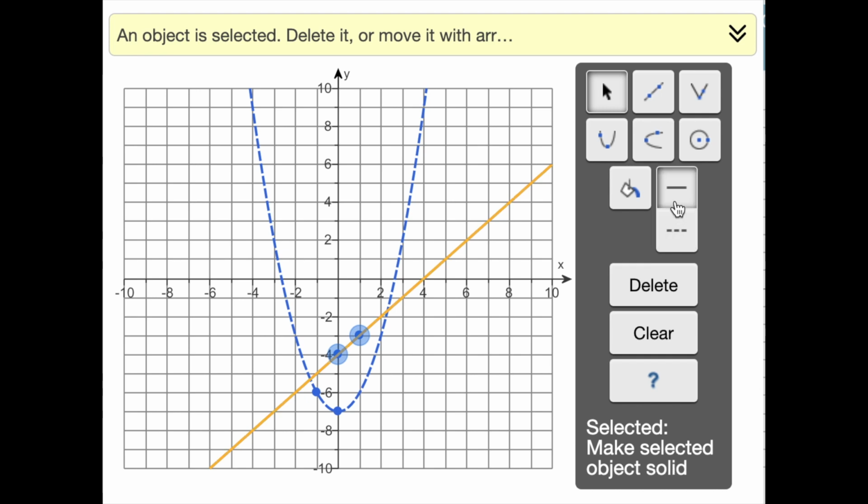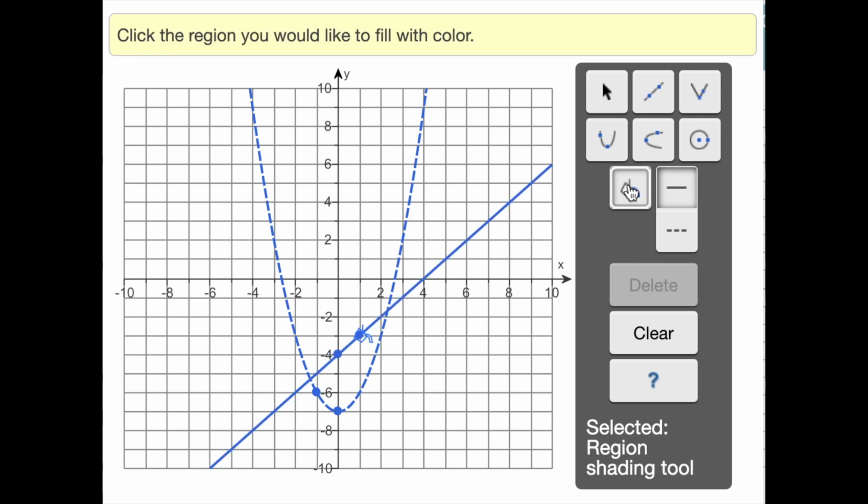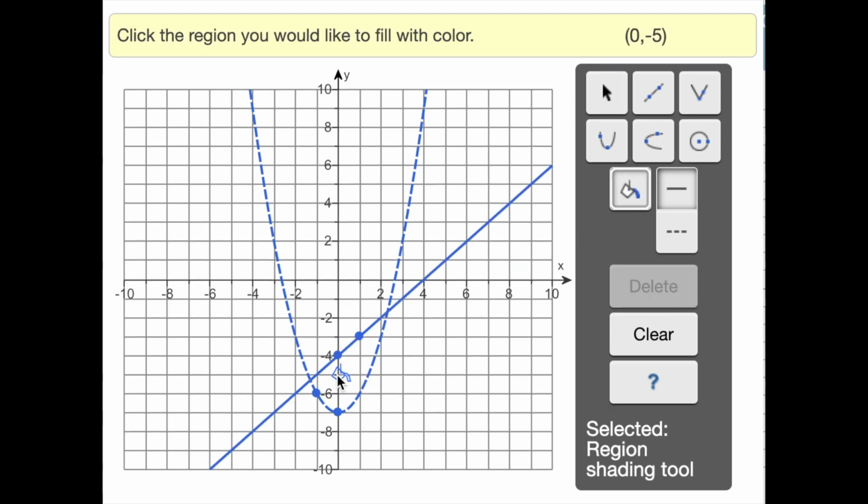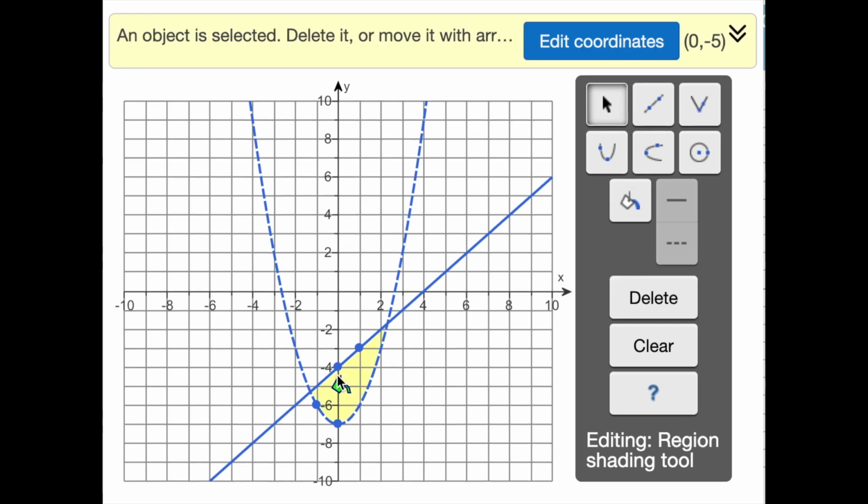And then now I need to shade the solution region, so I'm going to select this shading tool. So selecting the shading tool, I now come in here and shade the region that is above the parabola and below the line. And this is how we would indicate the answer using this particular software.